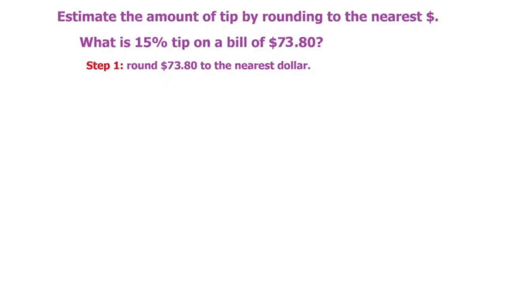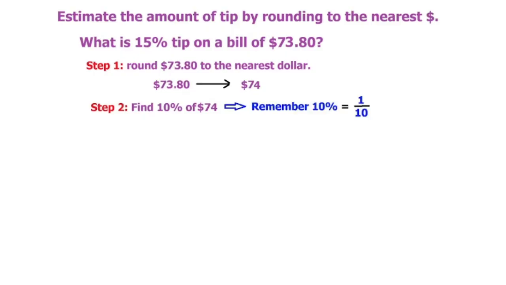73.8 is very close to $74, okay? It's only 20 cents short, so we could easily work with 74. Now, instead of working with 15%, let's find 10% of this new dollar amount of 74. So remember, 10% is 1 over 10. So now we just have to take 1/10 of $74.